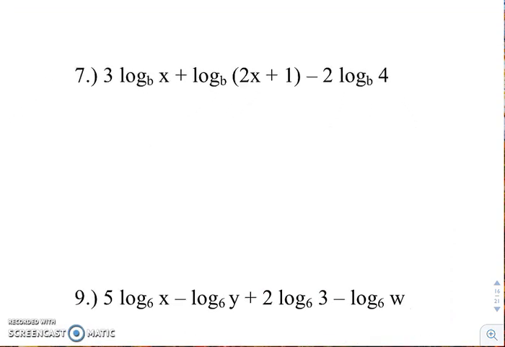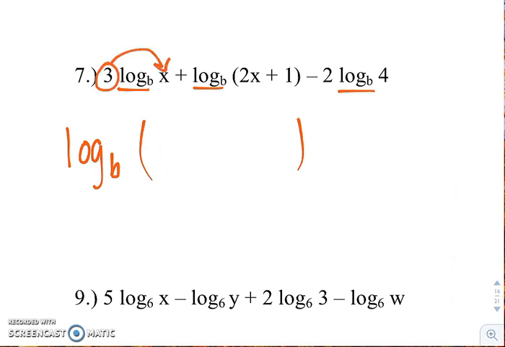The first thing I pay attention to is what log base I'm working with. In this case, we have a log base b. So when I'm done, I should have a single log base b of something. When I'm looking at my problem, any number out in the front of each log expression is going to become an exponent. We're just working backwards. So this will become x cubed. This will become 4 squared.